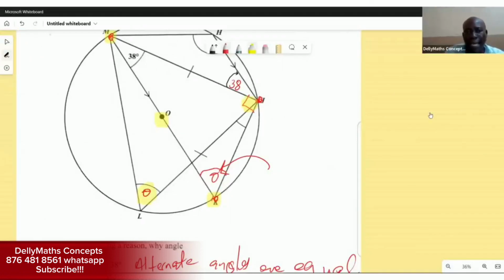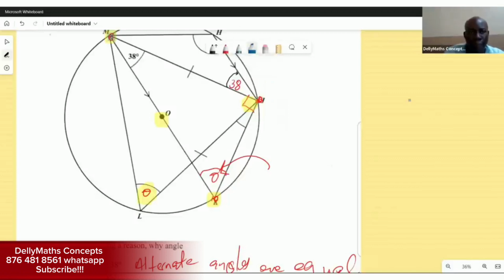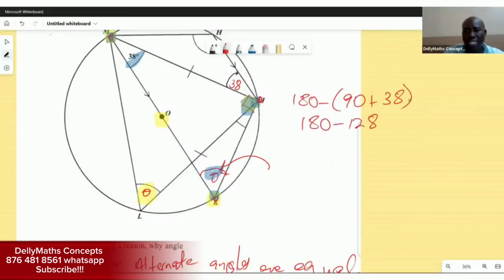I could find that angle because, guess what? Following the triangle MJK, let me highlight it again for you. Let me use blue. Following this triangle that I'm going to touch, MJK, we have 90 degrees here and we have the 38 here. So I can find this here, simply using 180 minus the sum of the 90 degrees plus the 38 degrees, 180 minus 128, and then we're going to be left with 52. I like to double check.